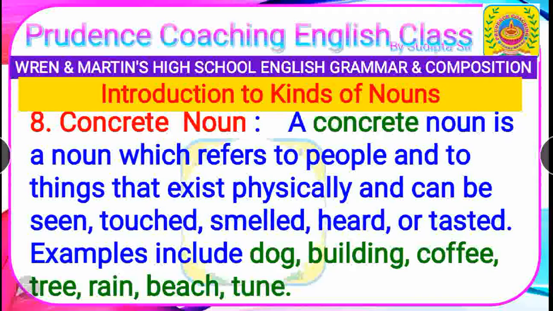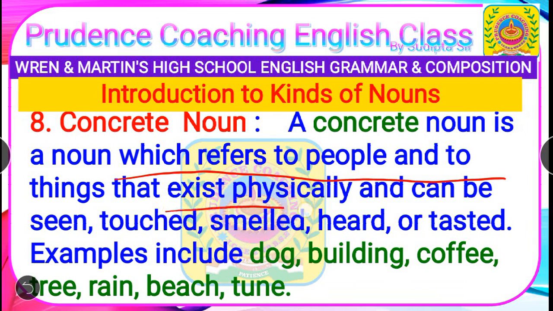Next there is concrete noun. Concrete noun is a noun which refers to people and to things that exist physically and can be seen, touched, smelled, heard, or tasted. That's why they are called concrete nouns, such as dog, building, coffee, tree, rain, beach, tune. All these exist and we can touch them or feel them.